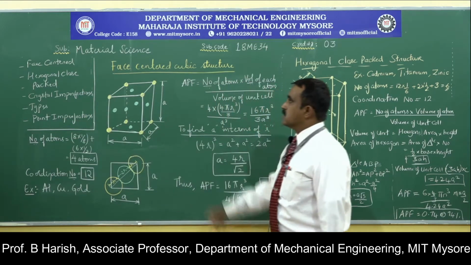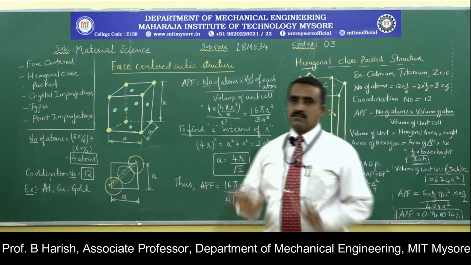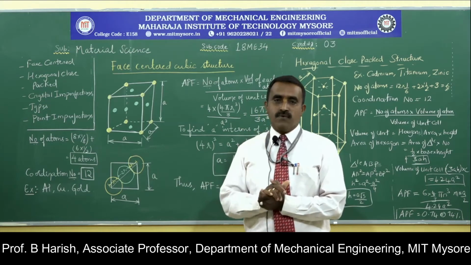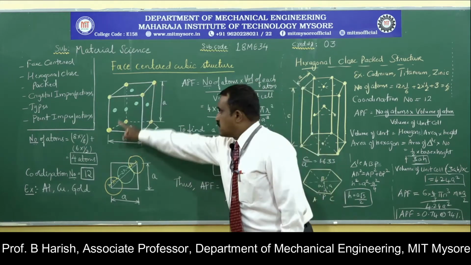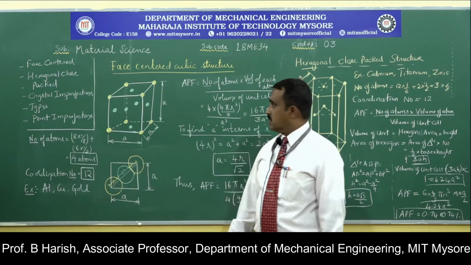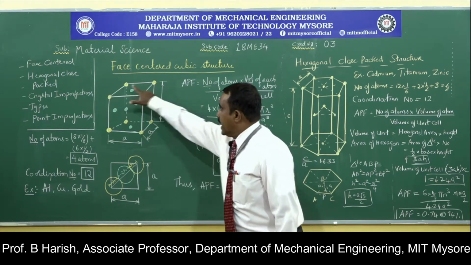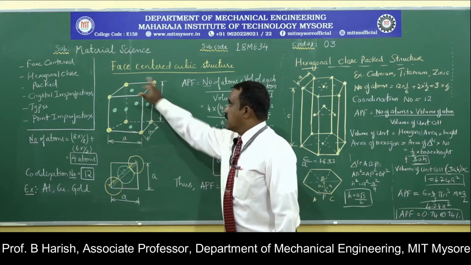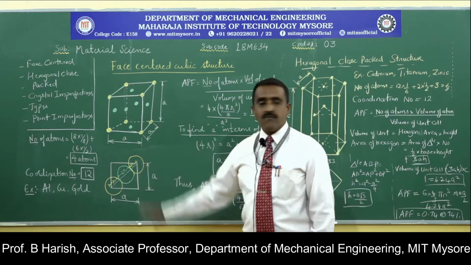Coming to the first part, that is face-centered cubic structure. The name itself tells that atoms will be present on the faces of the crystal structure. How will be the arrangement? As I told in the previous session, atoms will be in a cubical structure. It will have one atom present on all the 8 corners, as you can observe. So one atom here, here, here, on all the 8 corners of the cube. The cube has 8 corners.